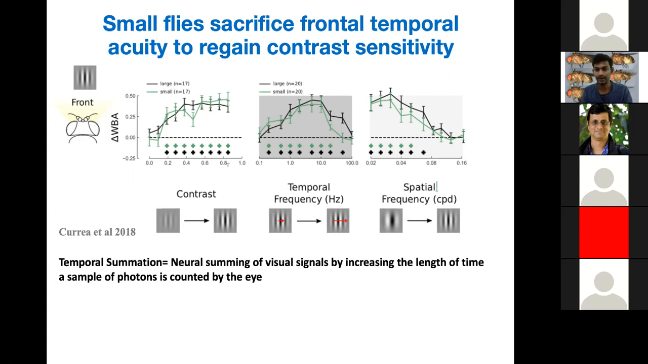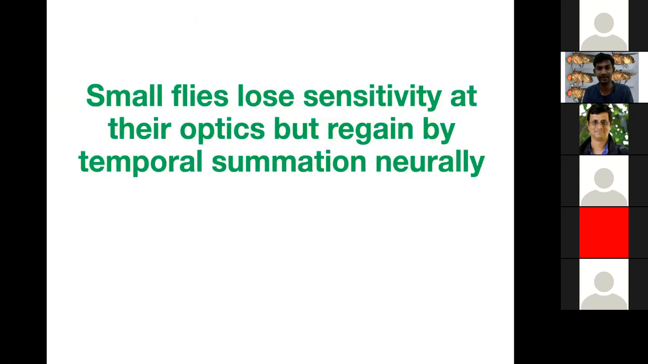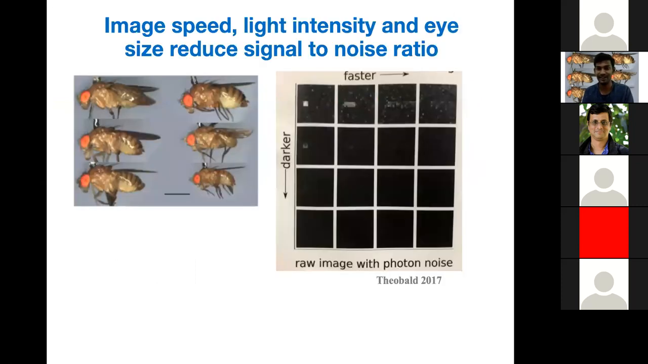Right. That actually goes to my next topic very clearly. You're right, even though we find that they lose sensitivity, they actually regain it by temporal summation. But eye size is not the only thing that affects your signal to noise ratio when it comes to vision. The other thing that you just mentioned is the light intensity. As it gets darker and darker, your signal to noise ratio is also affected. And similarly, if you're a fast flying animal, then again, your signal to noise ratio is reduced as you fly faster. So we tested one of them.